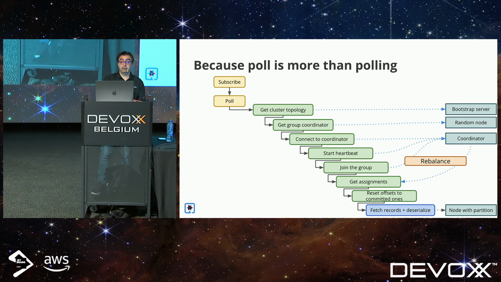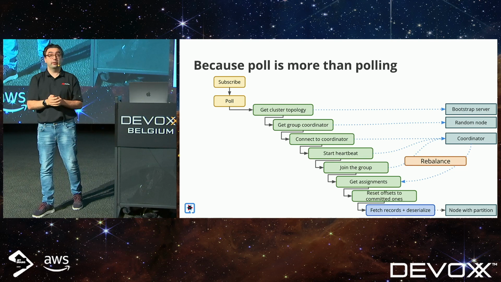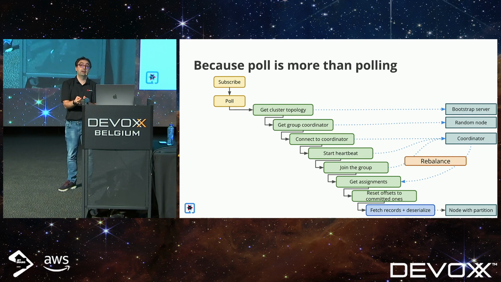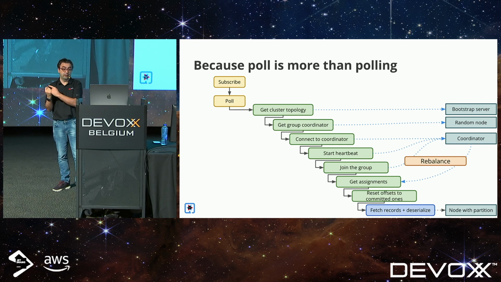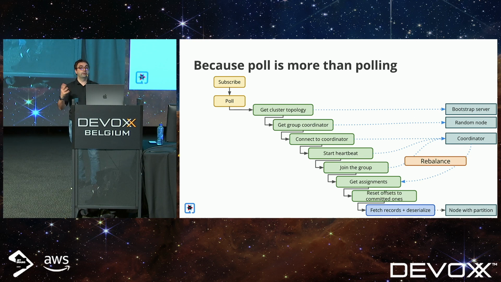Then you will reset your position in these partitions from the last committed one. And finally, you will start polling the records, so fetch the records and deserialize and so on. And for this, you will interact with the leader, or actually no, with any in-sync replicas of your partitions. So that's a lot of round trips with lots of different machines to finally poll some records. So consumer.poll is hard, very, very complicated.